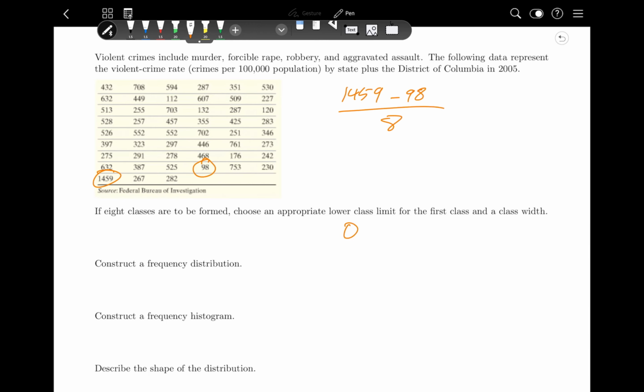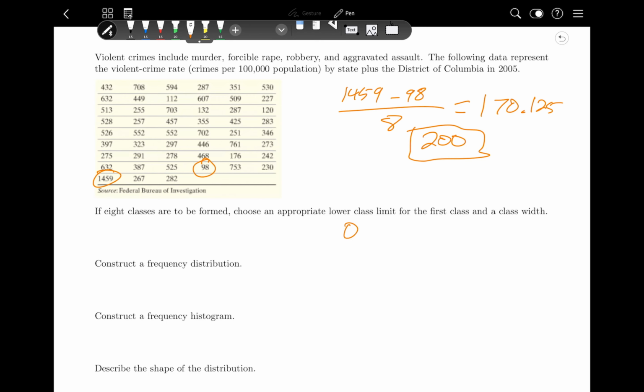When we do that, we get 170.125. And now we want to round that up to a convenient number greater than that. So a convenient number to me that's bigger than that is 200. Okay, so that's what I'm going to use for my class width. By convenient, we mean numbers that are easy, but still allow us to separate the data into nice classes.